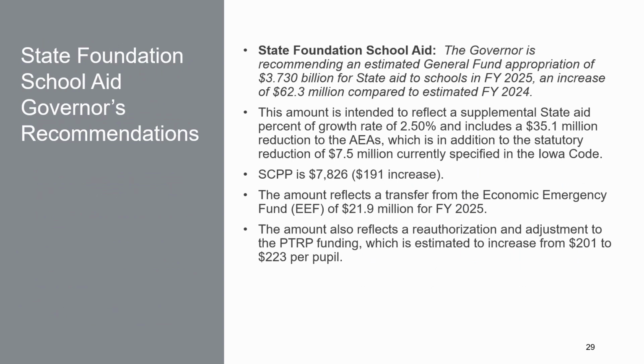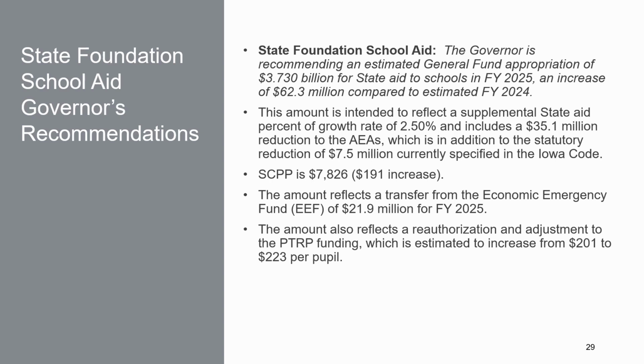Page 29, State Foundation School Aid Governor's Recommendation. The Governor is recommending an estimated general fund appropriation of $3.73 billion for state aid to schools in fiscal year 2025. This is an increase of $62.3 million compared to estimated fiscal year 2024. The amount is intended to reflect a supplemental state aid percent of growth rate of 2.5% and includes a $35.1 million reduction to the AEAs, which is in addition to the statutory reduction of $7.5 million currently specified in the Iowa Code.